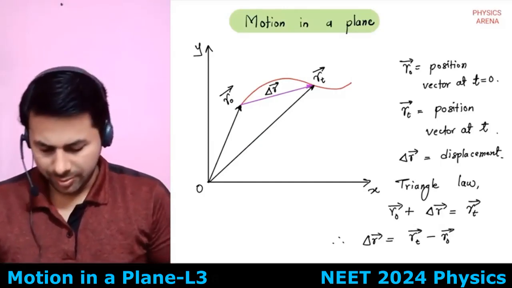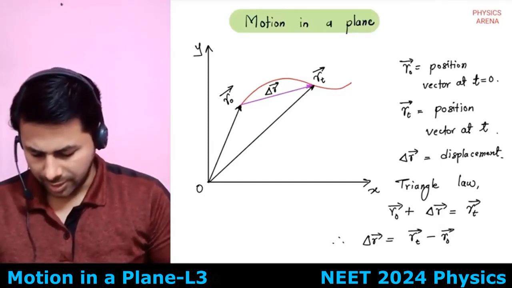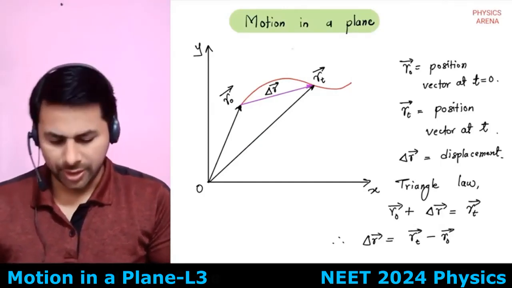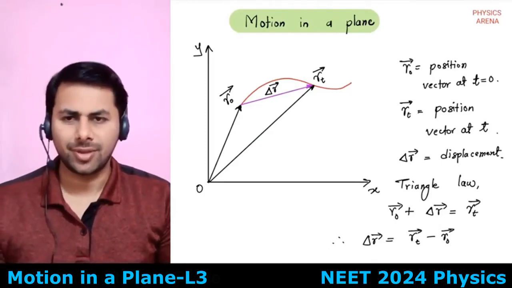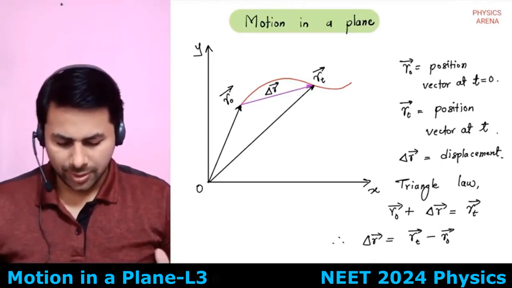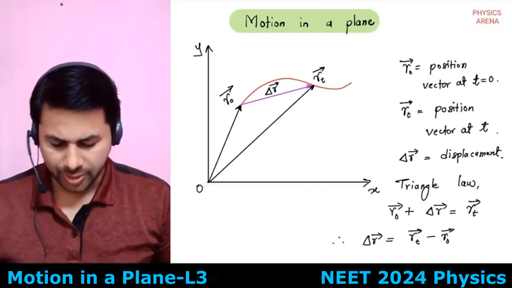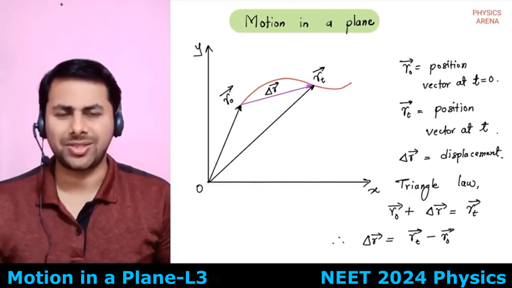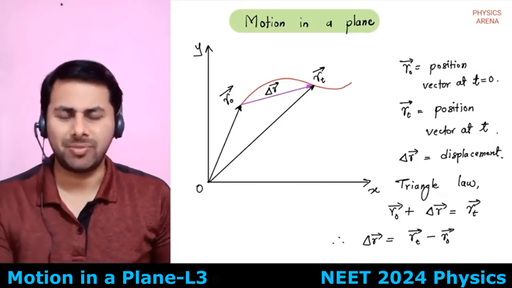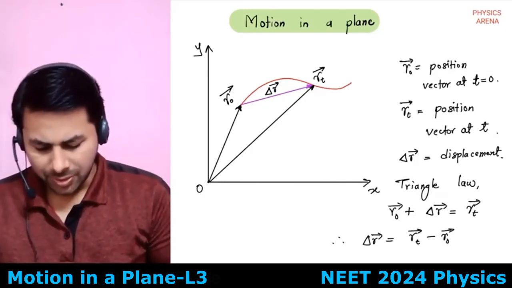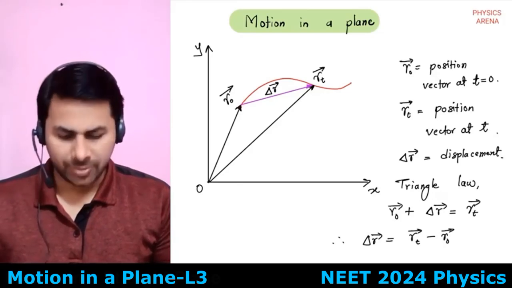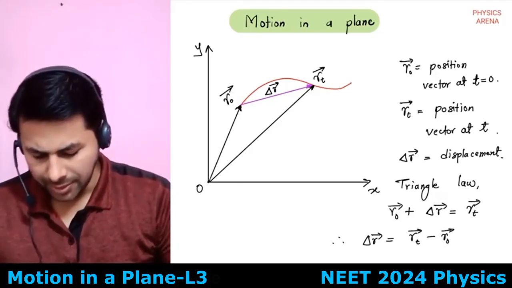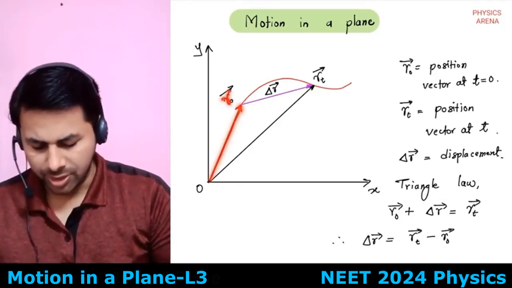Let's begin with the next topic, that is motion in a plane. Suppose we have some object which is moving on a plane. For example, we can consider an ant which is moving on a table. This is the initial position of the ant, and we denote it using this position vector.